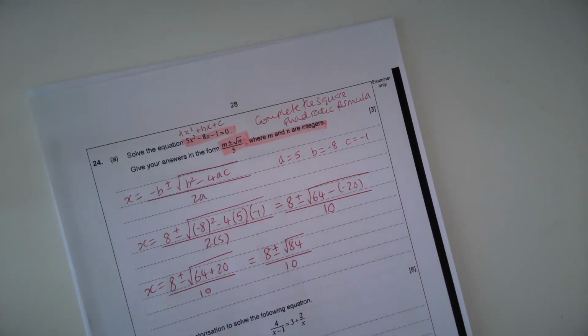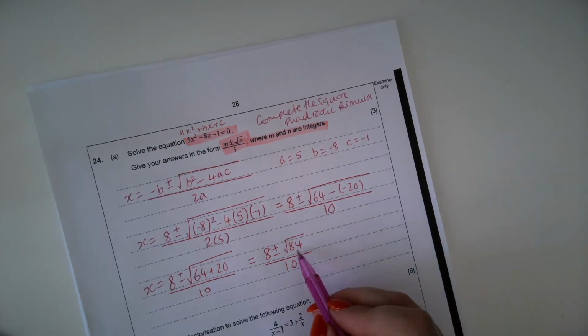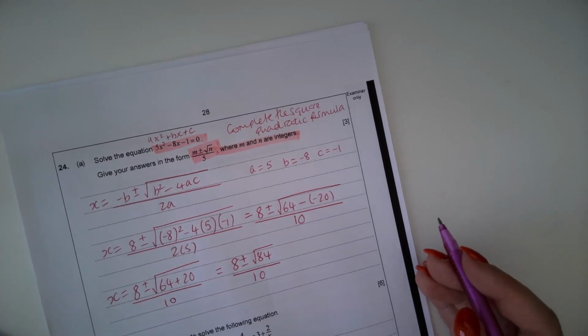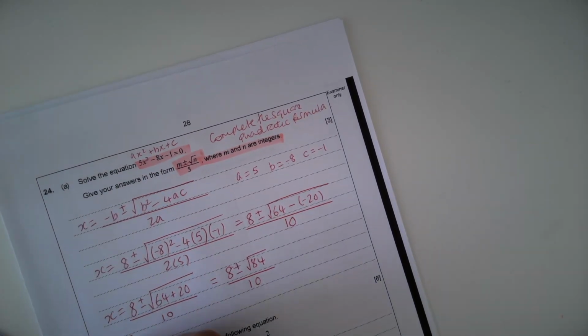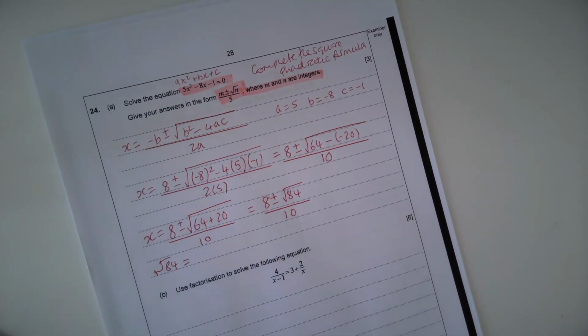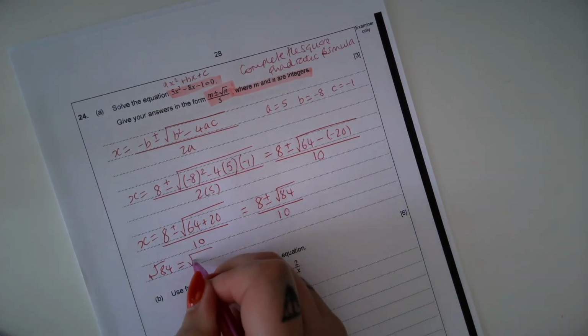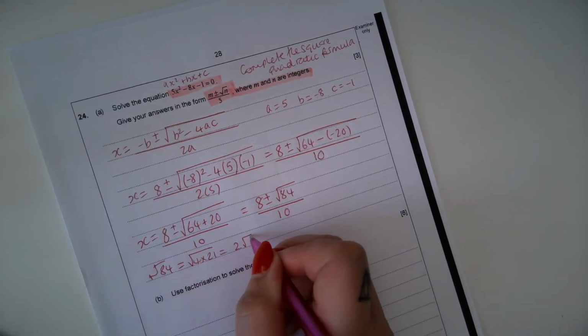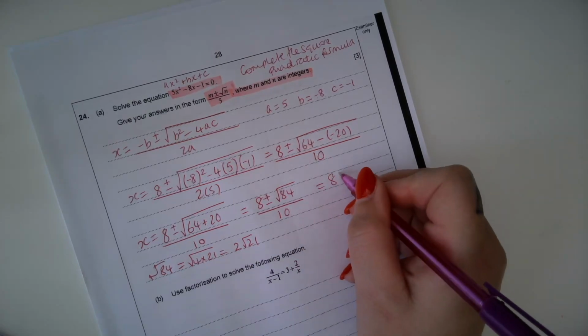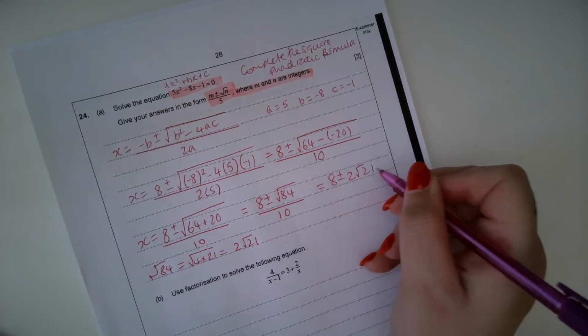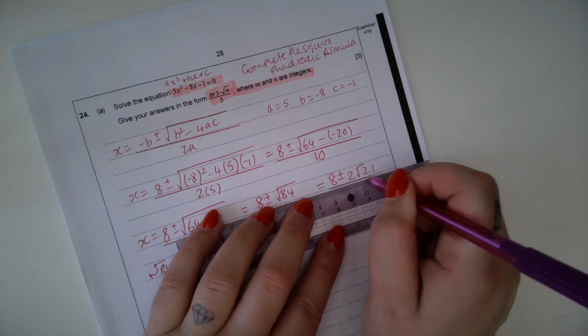Now, I want to simplify this as much as possible. Now, I know that I can simplify the square root of 84. So, root 84, that's the worst square root sign I've ever written. I do apologise. Is the same as 4 times 21, which is 2 root 21. So we have 8 plus or minus 2 root 21 all over 10.